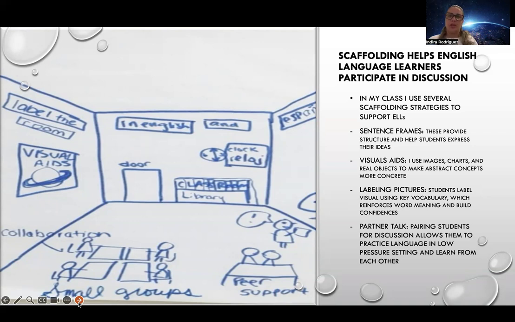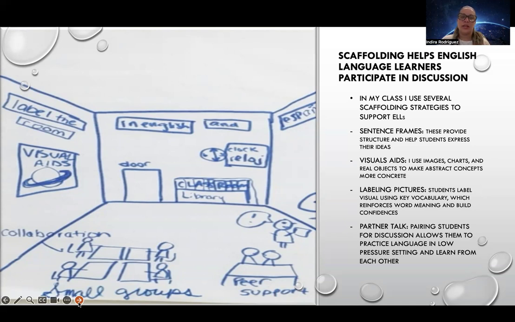In my classroom, I use several scaffolding strategies to support English language learners. Sentence frames are one of the most common ones that I use when I'm going to do think, pair, share, or when the student would like to share their ideas. These provide a structure and help a student express their ideas.